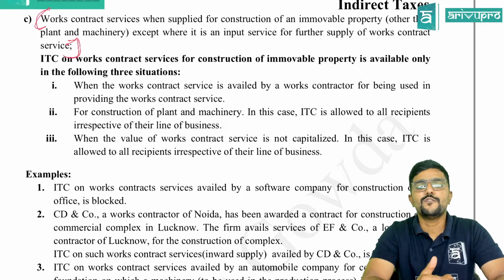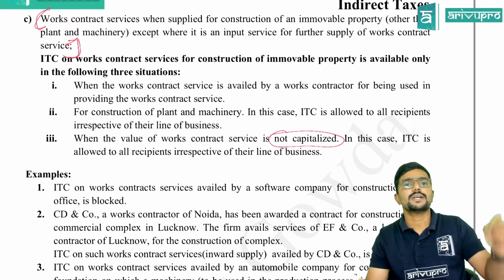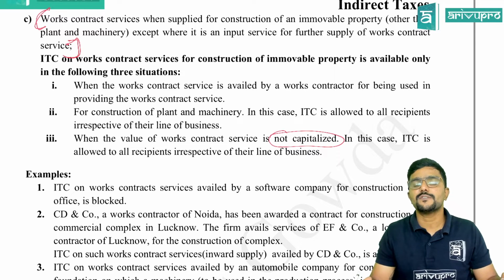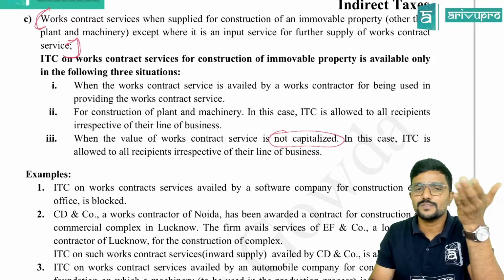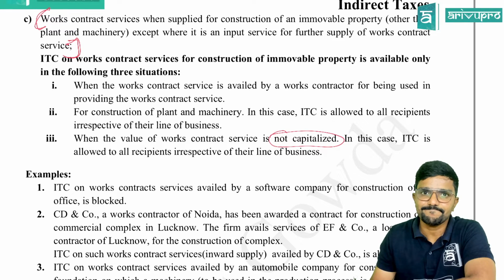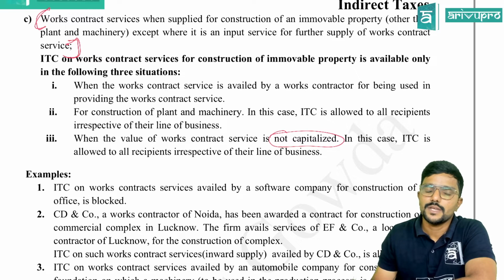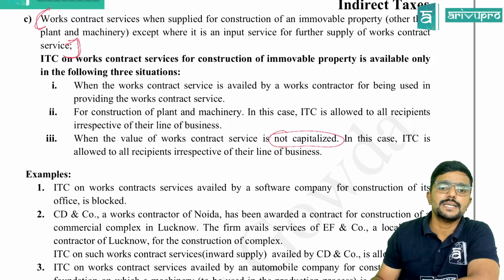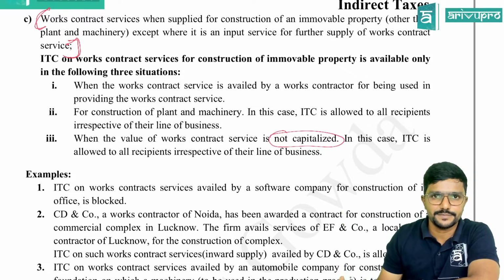Third one, when the value of works contract services is not capitalized. That means whatever payment you have made for works contract services, if you have treated it as a revenue expenditure, then you can claim a credit for it. Means only for capital expenditure, credit is blocked. And in most scenarios, works contract services would be capitalized, unless it is repairs, which is of revenue nature. Clear, guys? So if you have not capitalized it, whatever works contract services cost you have incurred, if you have treated it as a revenue expenditure, credit can be claimed. In this case, ITC is allowed to all the recipients irrespective of their line of business, provided it is a revenue expenditure. If it is a capital expenditure, credit is always blocked.